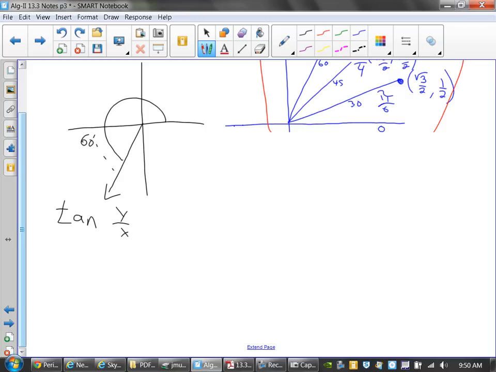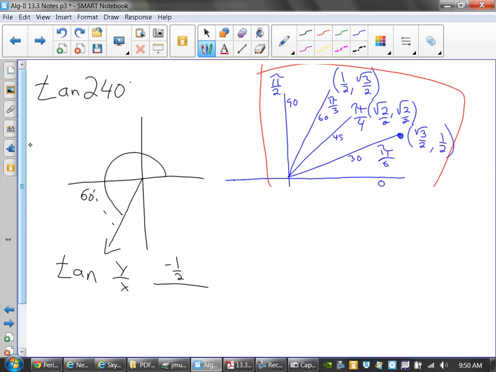So what was the sine value of 60? It was 1/2, right? So it would be negative 1/2. 60 was root 3 over 2. Sorry, I was thinking cosine. So you have root 3 over 2 divided by negative 1/2. When you're working with tangents, it's y over x.